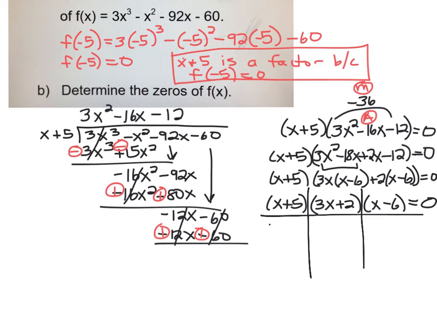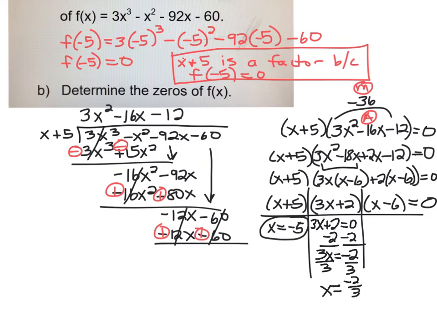So under here, I get x equals negative 5. That's a 5, sorry about that. Here, some of you can look at it and say, all right, I'm going to get negative 2 over 3. If not, just take that factor and set it equal to 0 and solve. So in order to solve that, I would subtract 2 from both sides of the equation, which leaves me with 3x equals negative 2. And then I would divide by 3, so that leaves me with x equals negative 2/3.